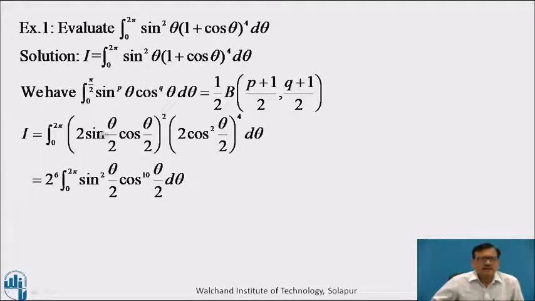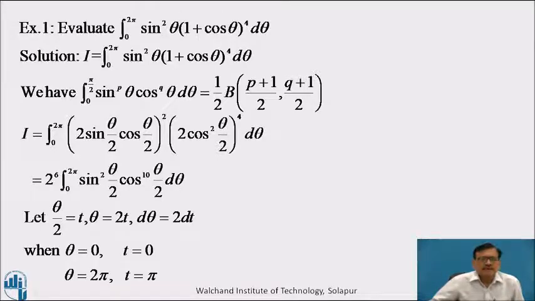For that, we can write the given integral I as the integration from 0 to 2 pi. We can write sin theta as 2 sin theta by 2 cos theta by 2, raised to the power 2. And we know 1 plus cos theta is 2 cos square theta by 2, raised to the power 4 d theta. Here we have 2 raised to 2 and 2 raised to 4, so we can take 2 raised to 6 outside the integral: integration from 0 to 2 pi sin square theta by 2 into cos square theta by 2 into cos square theta by 2 raised to 4. This means cos raised to 10 theta by 2 d theta.